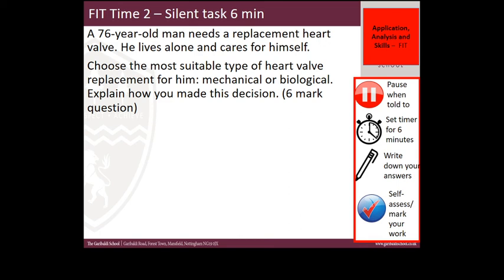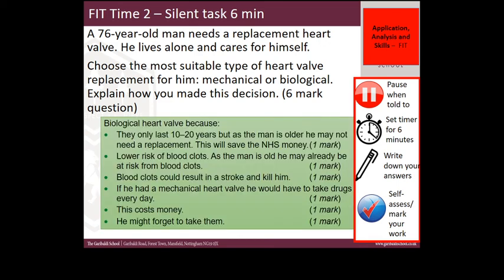Okay, let's see how you did. Biological heart valve, that's the one that you want, and the reasons are they only last 10 to 20 years, but as the man is older, he may not need a replacement. This will actually save the NHS money. I know that seems quite cold, but it means the money can then be put towards other people. There's a lower risk of blood clots. He is already elderly, so he may already be at risk from blood clots. Blood clots could result in a stroke and kill him.